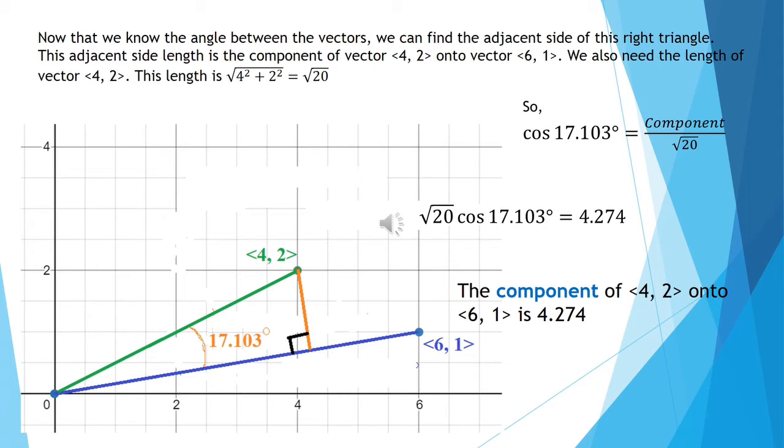Now that I know that, from our discussion earlier, cosine of the angle in between, so cosine of 17.103 degrees, is equal to our component length divided by the length of the vector 4, 2. So we're dividing by the square root of 20. So the square root of 20 multiplying cosine of 17.103 degrees will give us a length of 4.274. That is the length of sort of the shadow cast by vector 4, 2 onto vector 6, 1. That is what we call the component of 4, 2 onto 6, 1. It is the length 4.274.